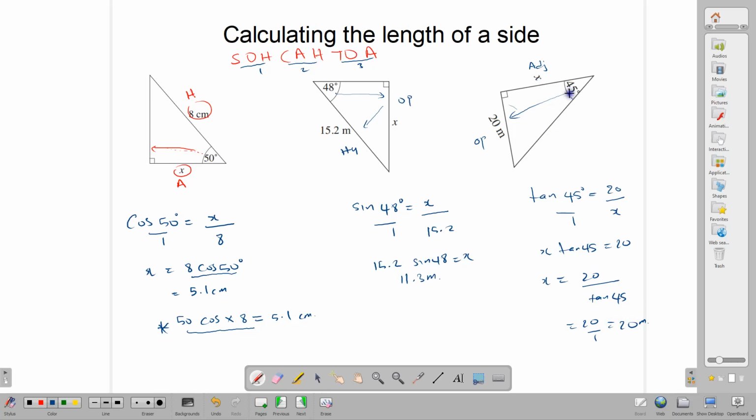Also remember that in this case, because this is a 45-degree angle, this angle naturally here is going to be 45 because they would be equal, which means that this triangle is going to be isosceles. So if this is 20, then that is going to be 20. Lots of options here in working out the length of x, but I wanted to do it using the trig ratio. So this is how we use trigonometrical ratios to find the length of a side.